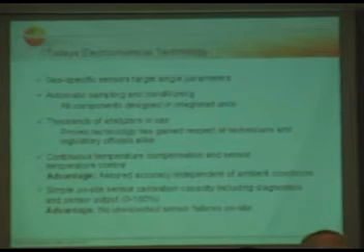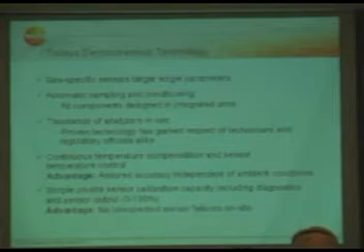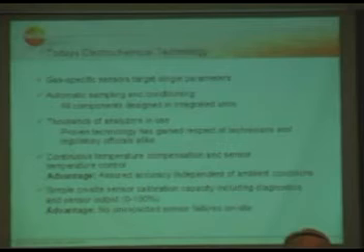Then gas-specific sensors target single parameters. That means with every sensor we can target a different parameter like O2 for the O2 reading, CO, NO, NO2, SO2, hydrocarbons. And then we also have an automatic sampling and conditioning system. That means with our TESTO 350, you can choose to have a gas preparation unit inside, which is a Peltier chiller to remove the condensate.